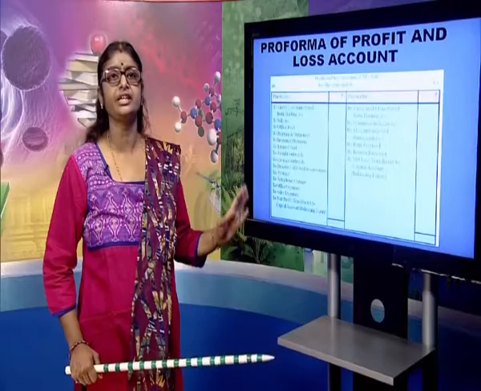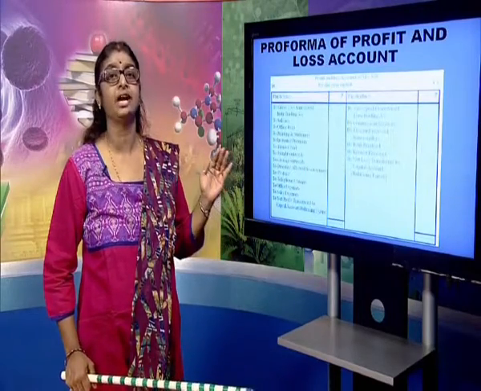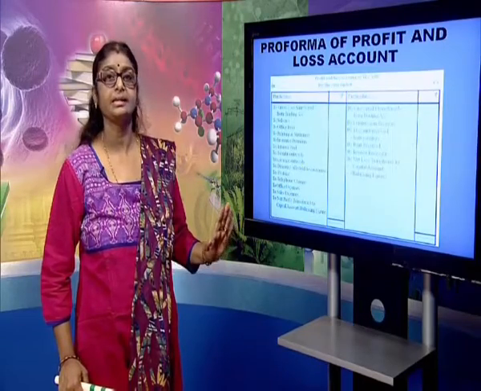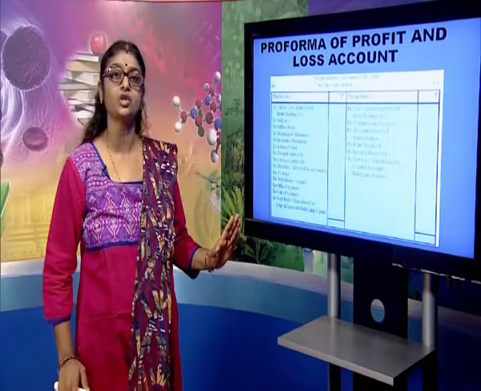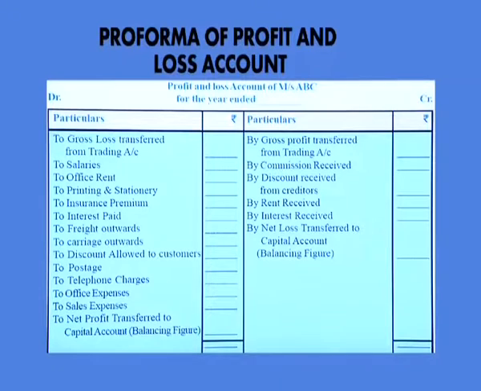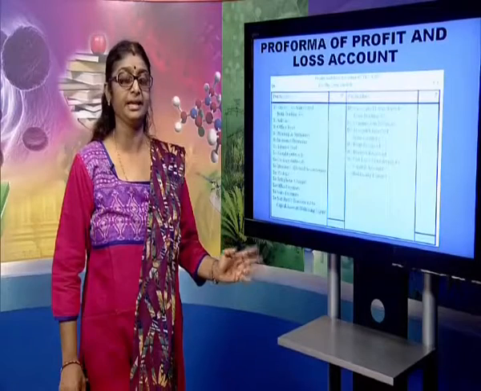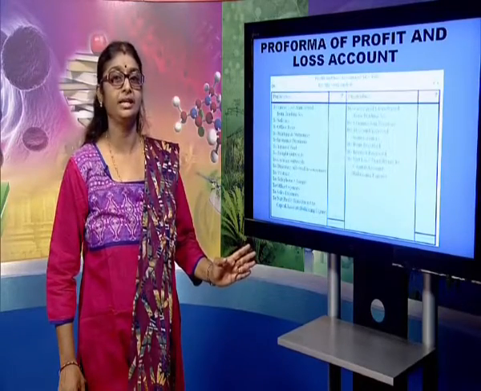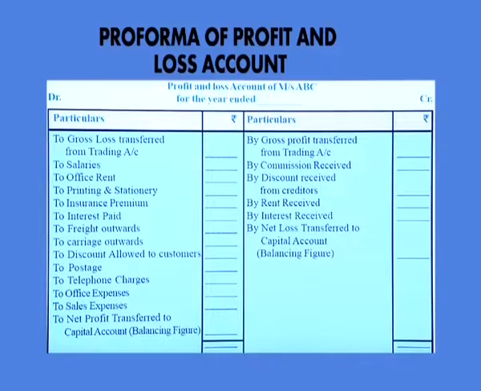So, we have written all the indirect expenses and we have brought down the gross profit or gross loss. Then we have to balance this account also, the profit and loss account. You have to total both sides and the biggest total will be written. Then identify on which side there is a shortage. Usually the shortage will come on the debit side, that is, the net profit will come on the debit side.